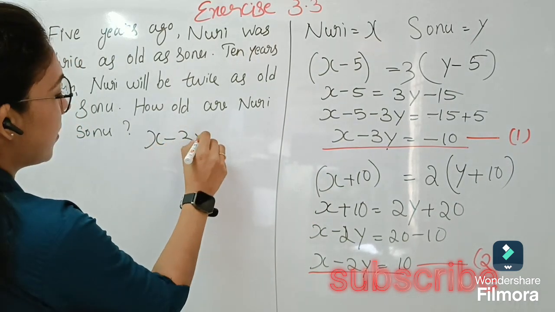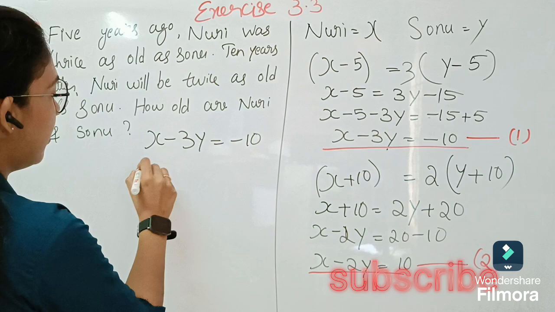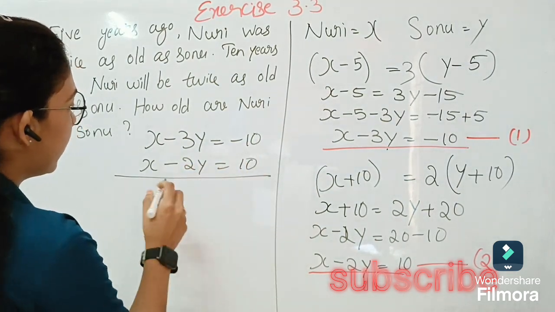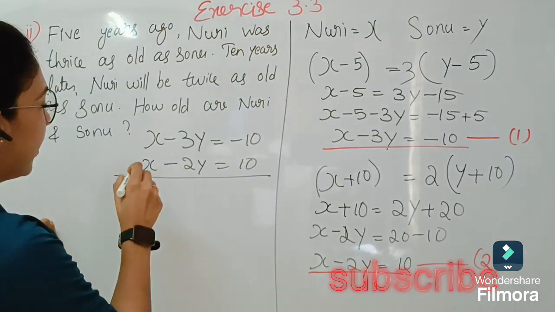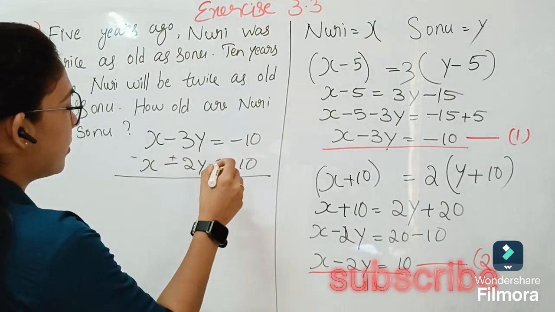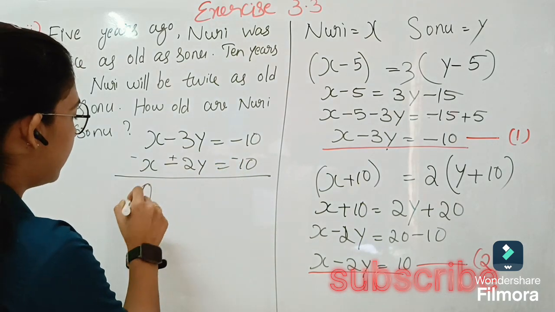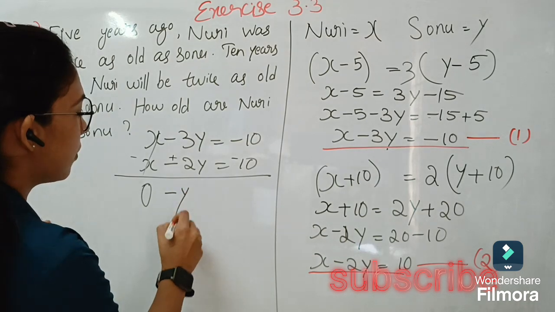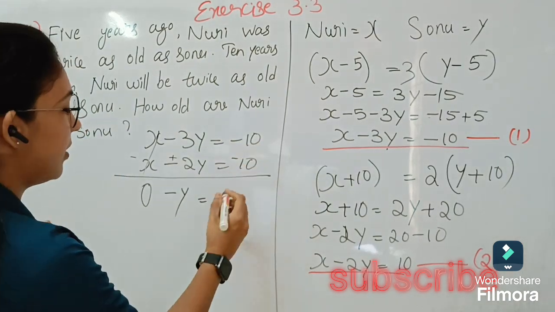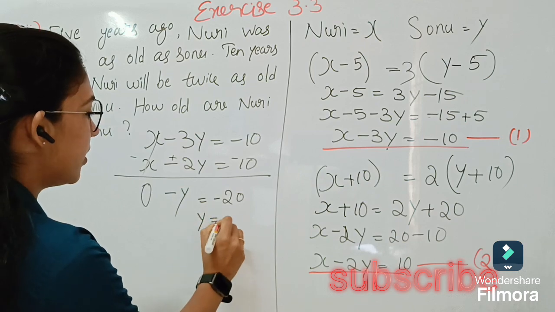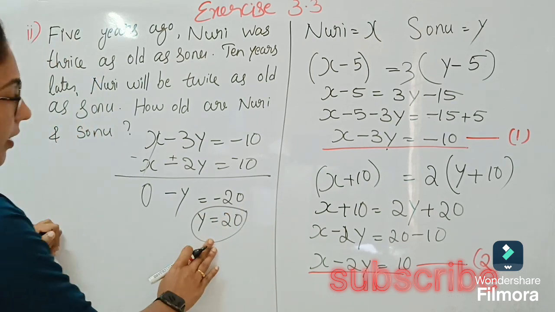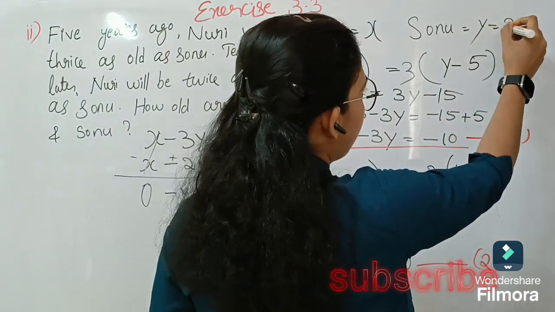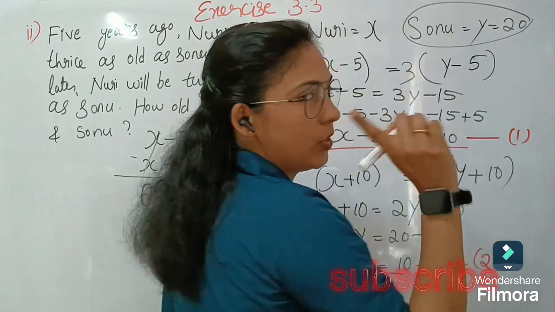Here the first equation is X minus 3Y is equal to minus 10 and the second is X minus 2Y is equal to 10, and here the coefficients of X are the same, so we can directly subtract. That is, it is plus and this is minus. This term will be 0 and 2Y minus 3Y is minus Y, which is equal to minus 10 minus 10, that is minus 20. That is, Y is equal to 20. That is, Sonu's present age is 20.